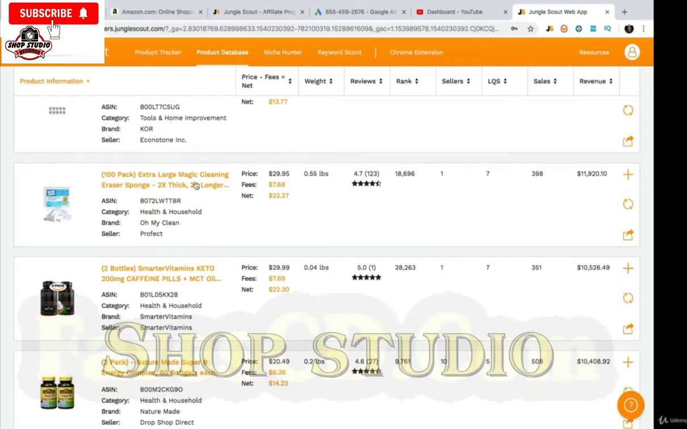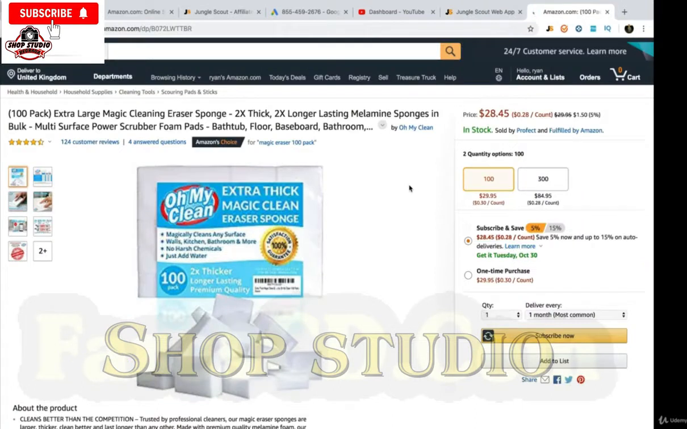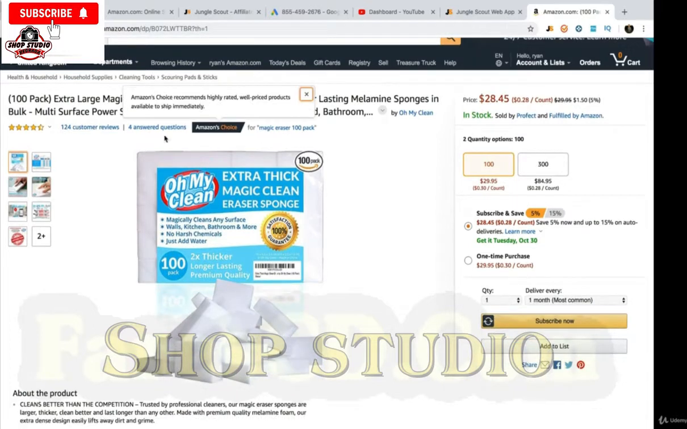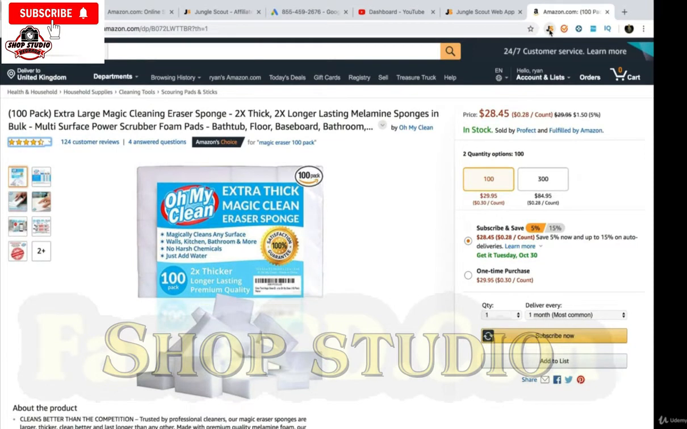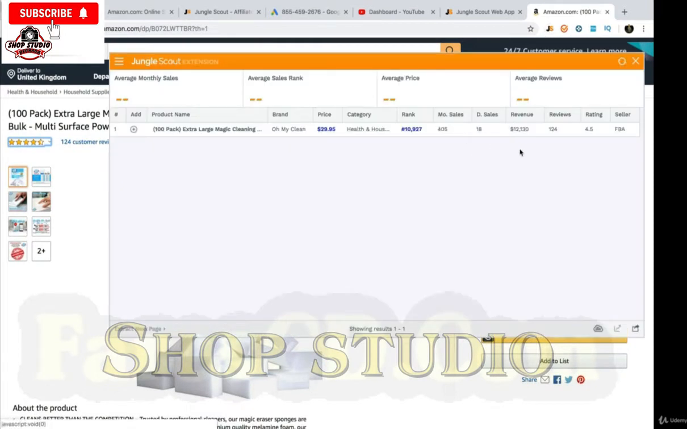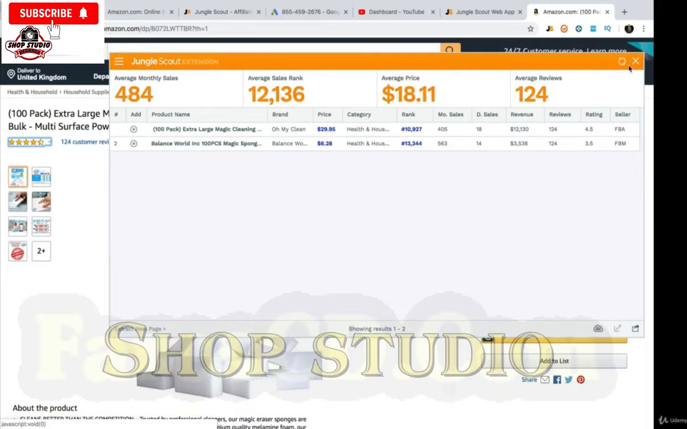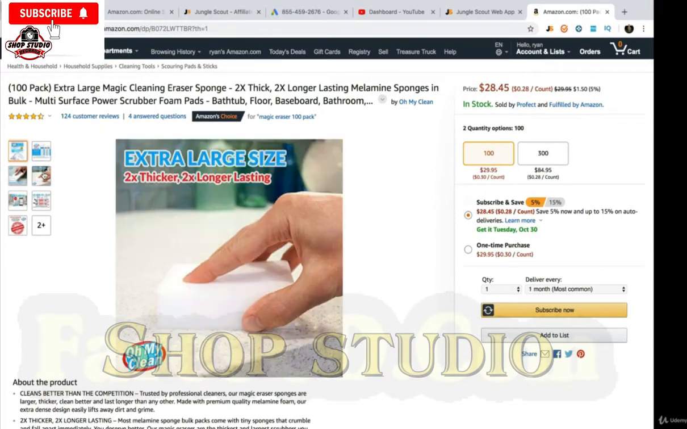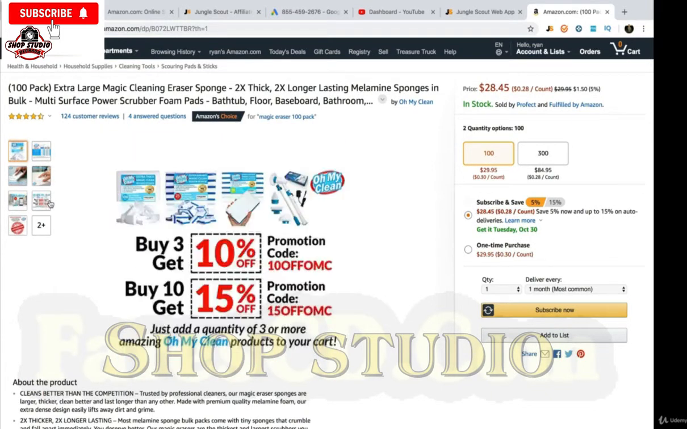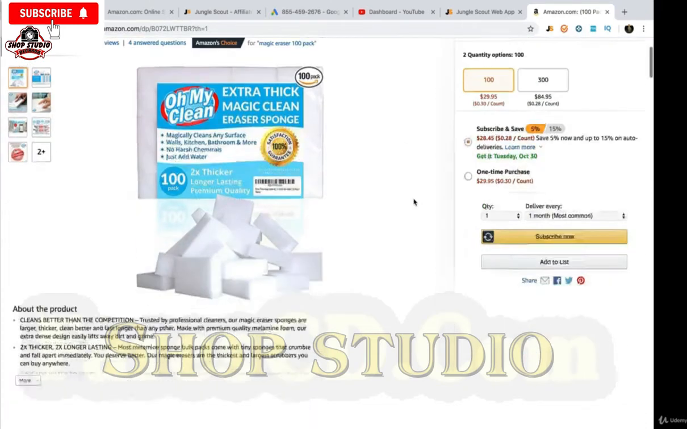Okay, first thing we got here, let's open that up in a new link and have a look. Okay, so here we can see we've got some extra thick Magic Clean Eraser sponge, Amazon's Choice. It's got 124 reviews. The monthly revenue, I believe, was just over $10,000 a month, $12,000 a month. So daily sales is 18, monthly sales 405. You can see it's got quite good pictures. Okay, so this product has some potential.